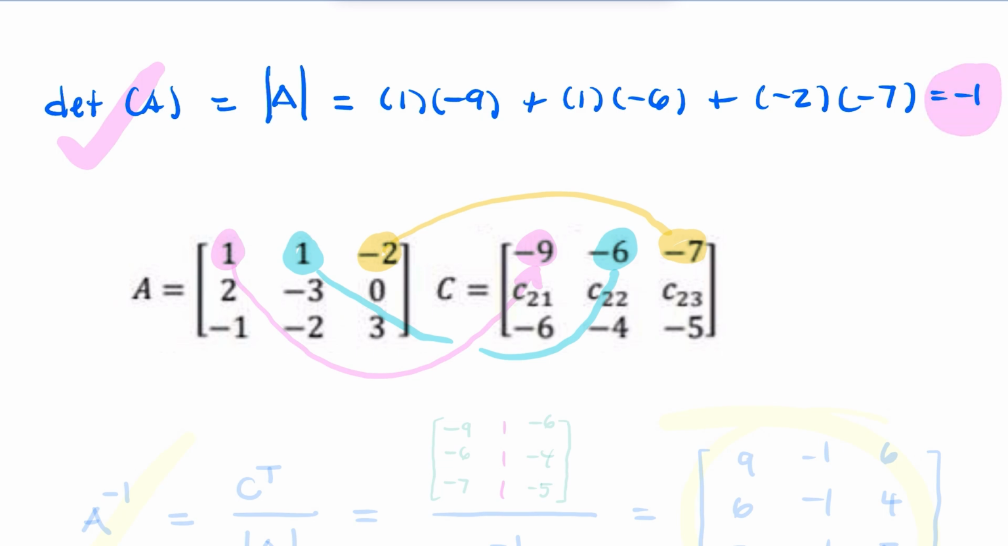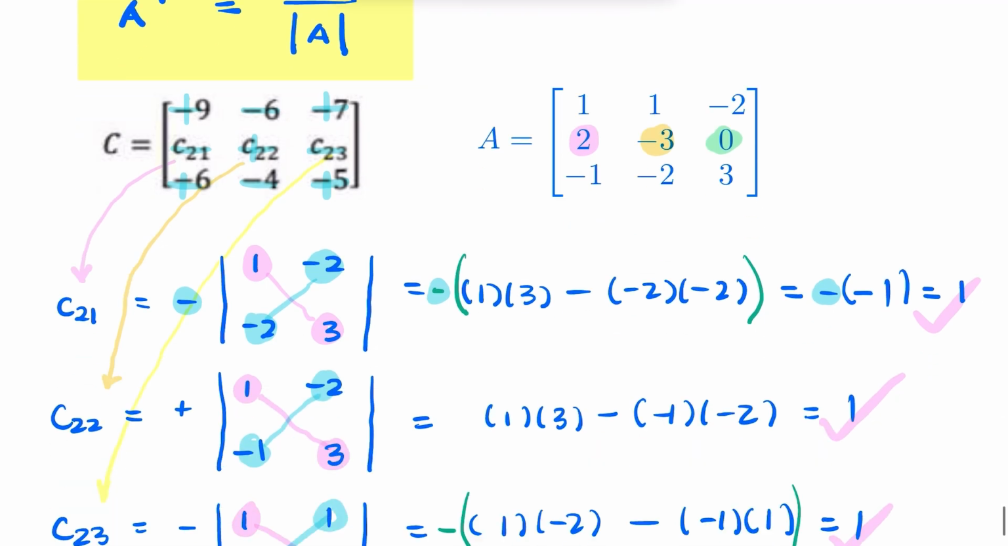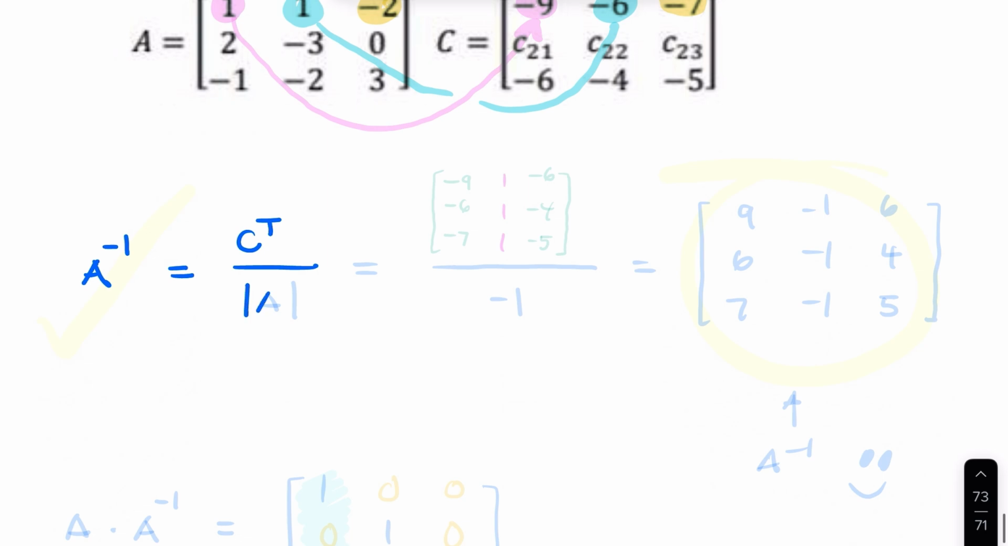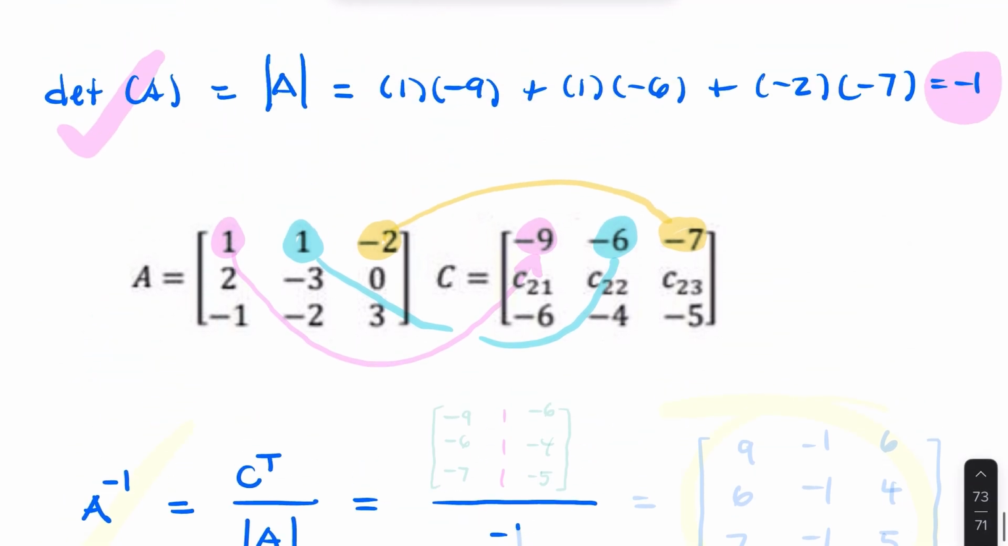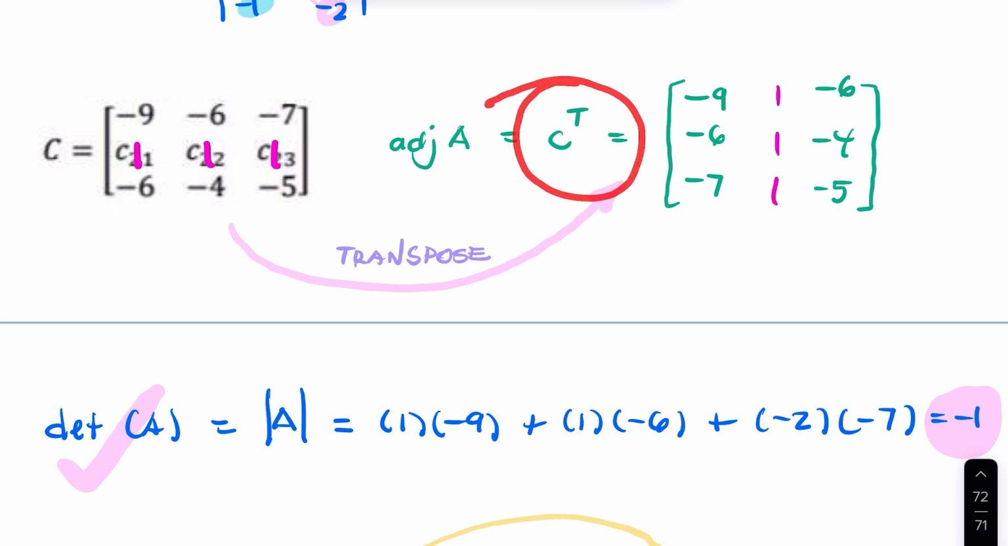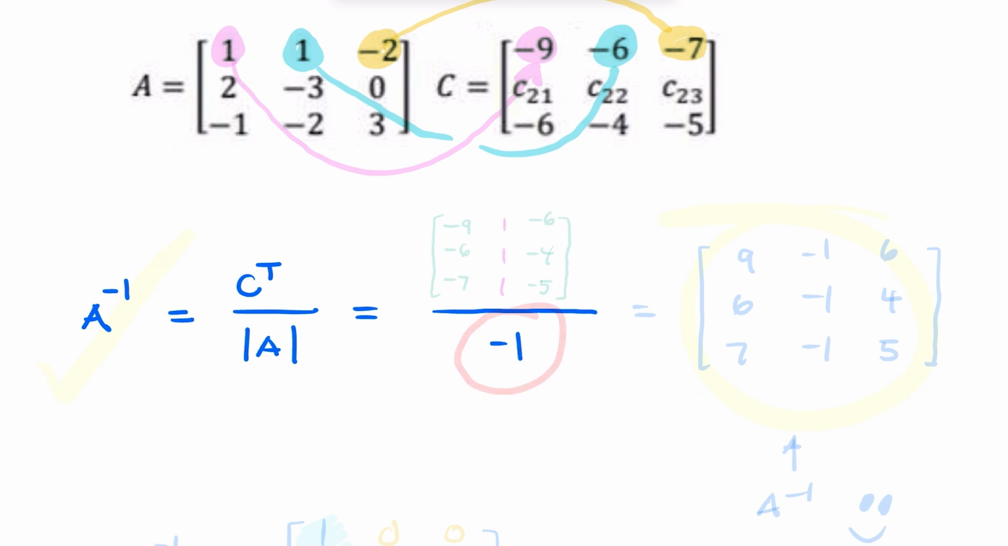Remember the original formula, the expression they asked for. To find the inverse of a matrix A, we take the transpose of the cofactors and we divide it by the determinant of A. Now we know that the determinant of A is negative 1. So we simply replace. So basically we're going to divide the matrix that we found in our first part up here. We're going to divide that by negative 1.